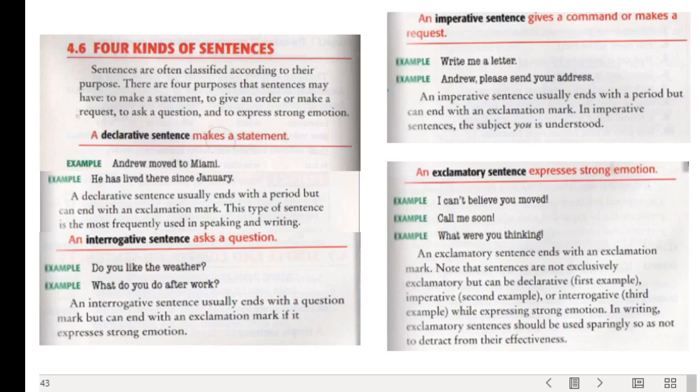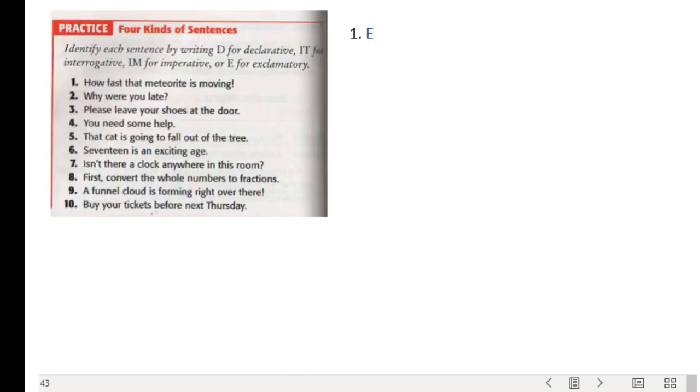Questions are interrogative sentences. You see, these are two types. The other two types are imperative sentences, where you give a command or make a request to people, and the last one is an exclamatory sentence, where you express emotion. They provide you examples in the book, and I don't think it requires more explanation. And here is an exercise for you to complete. How fast that meteorite is moving.